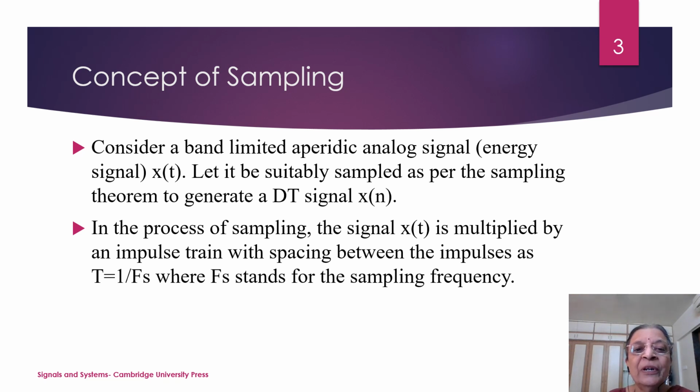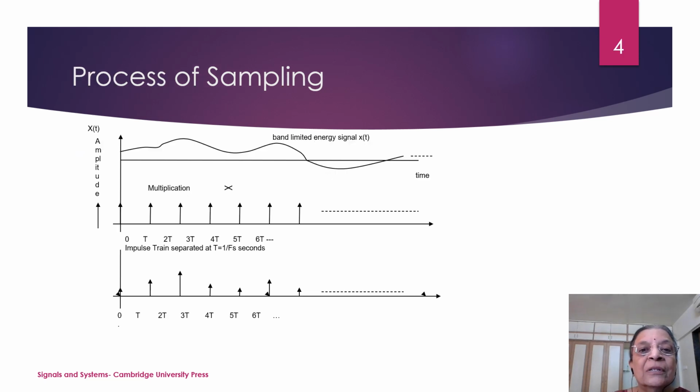So in this particular process of sampling, what we do actually is we have a signal x of t and it gets multiplied by the train of impulses with the spacing between the samples equal to 1 upon fs, where fs stands for the sampling frequency. So this is how it is. This is the process of sampling that is shown.